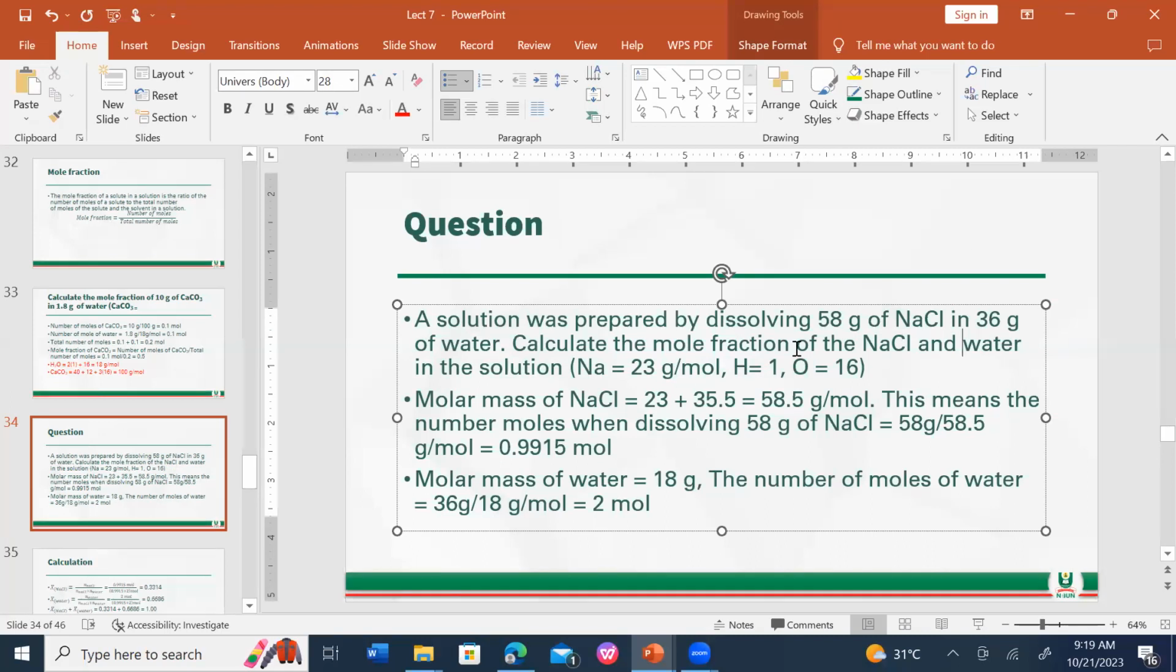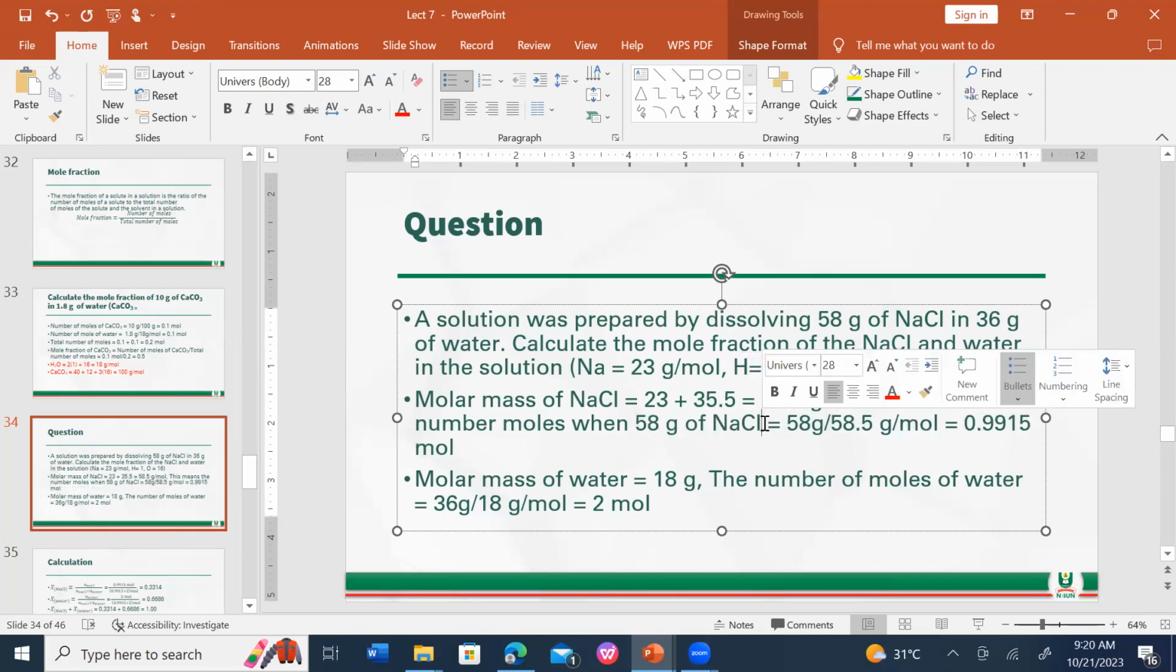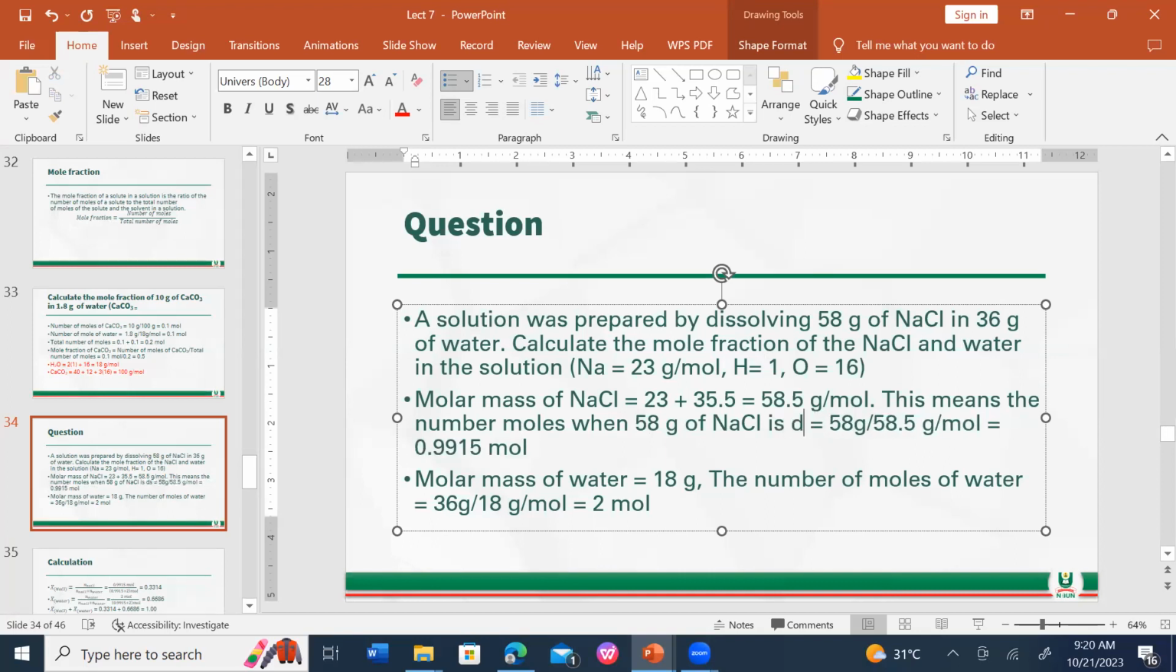So now let's start. The molar mass of sodium chloride is 23 plus 35.5, which is 58.5 grams per mole. This means the number of moles when 58.5 grams of sodium chloride is dissolved is equal to the mass of the sodium chloride divided by the molar mass. So the answer is what?